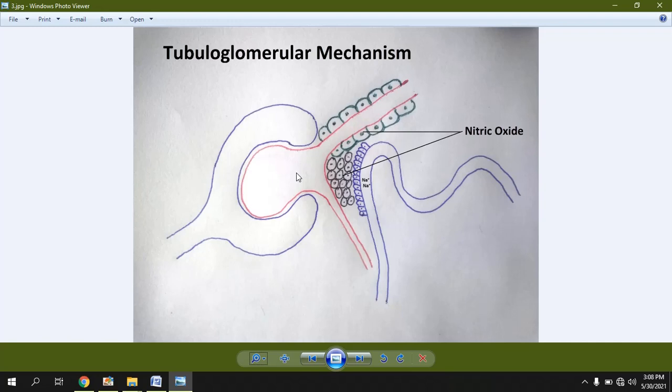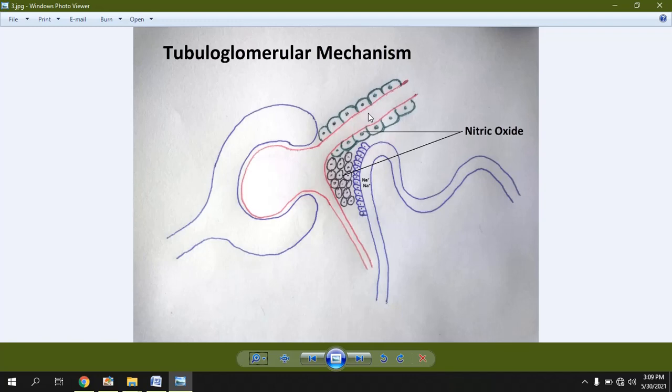It's called the tubulo-glomerular mechanism. In this diagram you can see that these are the cells which are known as Macula Densa. These are the cells which are known as the Lacis cells, and these are the cells which are known as the Juxtaglomerular cells. The combination of Macula Densa, Lacis cells and the Juxtaglomerular cells is called the juxtaglomerular apparatus. Juxtaglomerular apparatus is the combination of these three types of cells. So the tubulo-glomerular mechanism is orchestrated with the help of the juxtaglomerular apparatus.